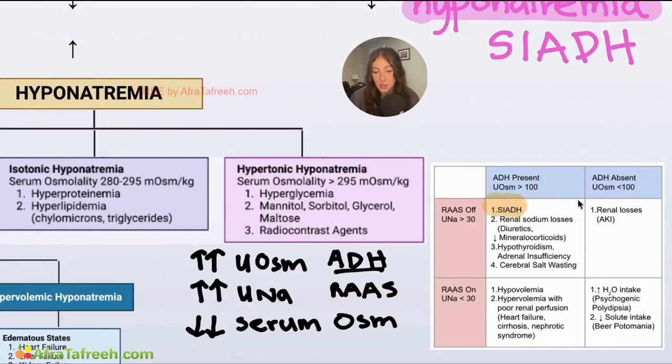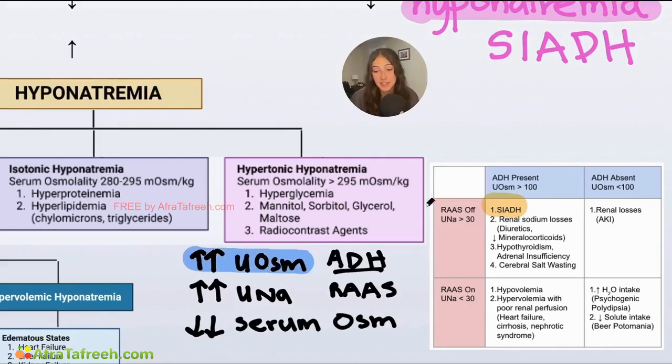And if we look over here on our chart, you can see that SIADH is in this first box with our ADH present and urine osmolality over 100. So that checks out. Our urine osmolality should be increased. And then our RAS system is off and urine sodium should be greater than 30. Yep, our RAS system is off, so our urine sodium was also increased. So this table is a great way for you to help verify if what you're thinking through with the pathophysiology is actually checking out with these lab values.